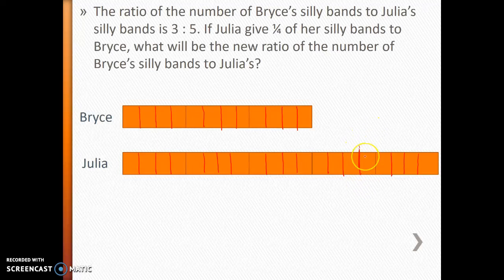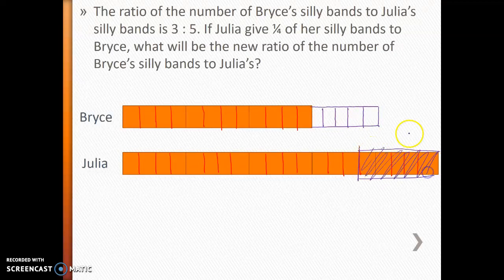So let me draw, actually, I just wanted to switch my pen color there. So I'm going to take away this many units. 5 is 1/4 of 20, so taking away those, and I'm going to give them to Bryce. All right, so we're going to give Bryce 5 extra ones up here. Okay, so Julia's silly bands have now gone to Bryce.